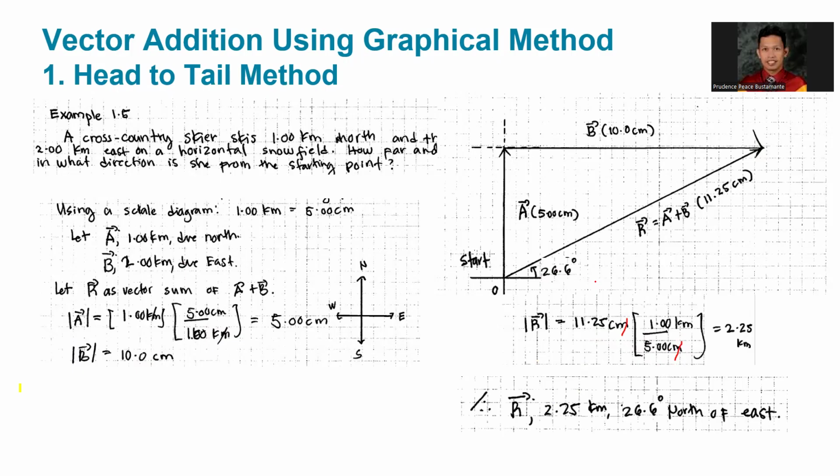So that's how you do the head to tail method. You draw the A, then you add the B by putting the tail of B to the head of A. Then your answer A plus B is from the tail of A to the head of B.